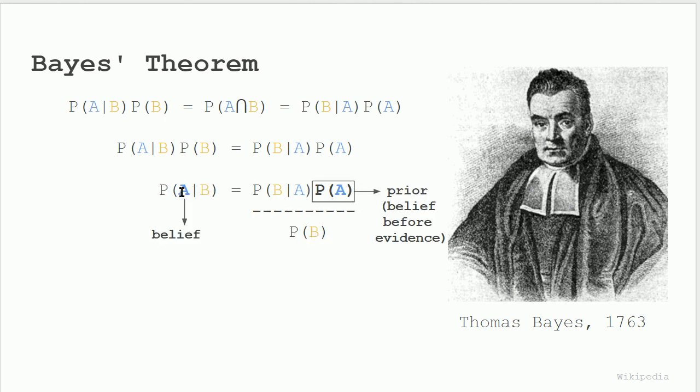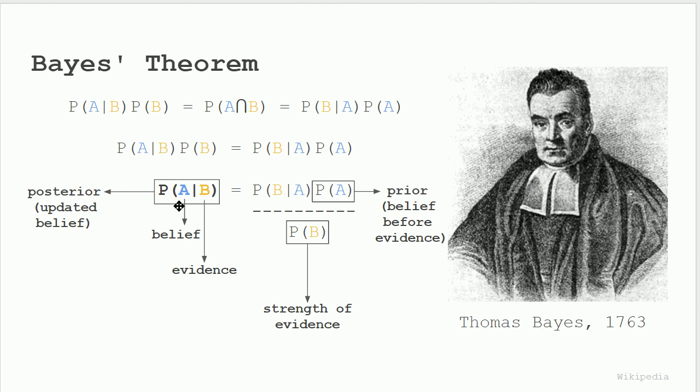So A represents belief, okay? A is what you believe, and the probability of just A by itself is called the prior. It's your belief before you take any evidence into account. B represents the evidence, and the probability of just B by itself represents the strength of your evidence.